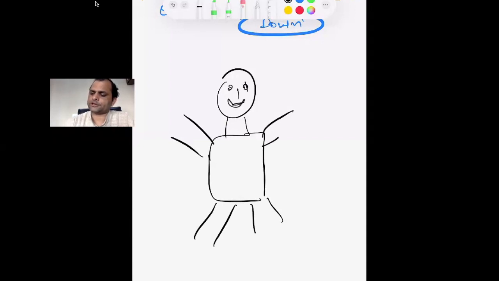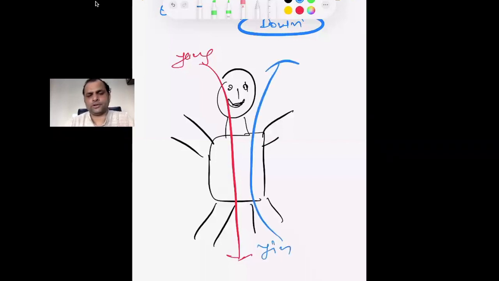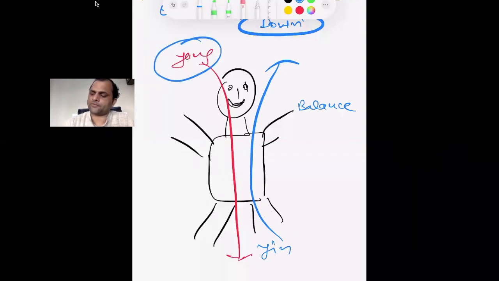So these both together mean yang energy from the upper side and yin energy from the downside. When they are flowing properly in the human body, then it is called the balanced state of body and mind. These two types of energy have different characteristics and different functions. So we will see shortly.